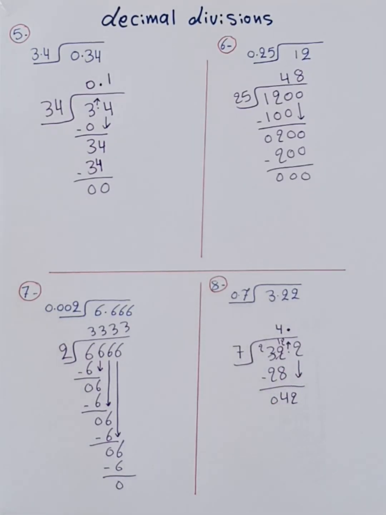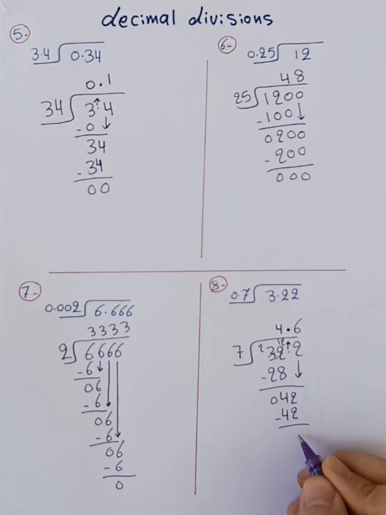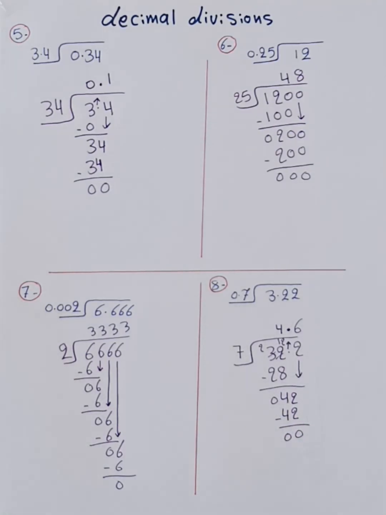Now we have 42. 42 divided by 7 is 6. 6 times 7 equal to 42. 2 minus 2 is 0. 4 minus 4 is 0. So the quotient is 4.6, or 4 and 6 tenths.